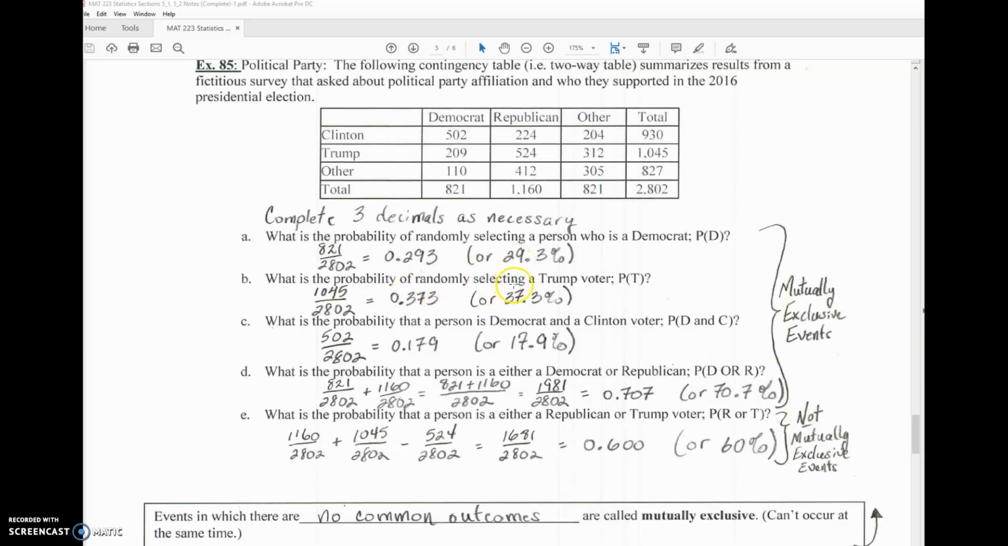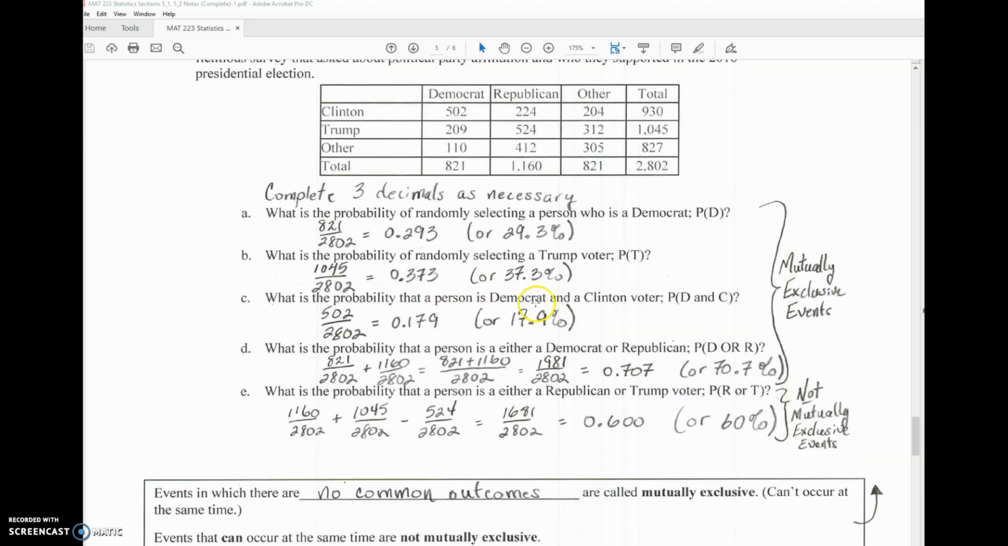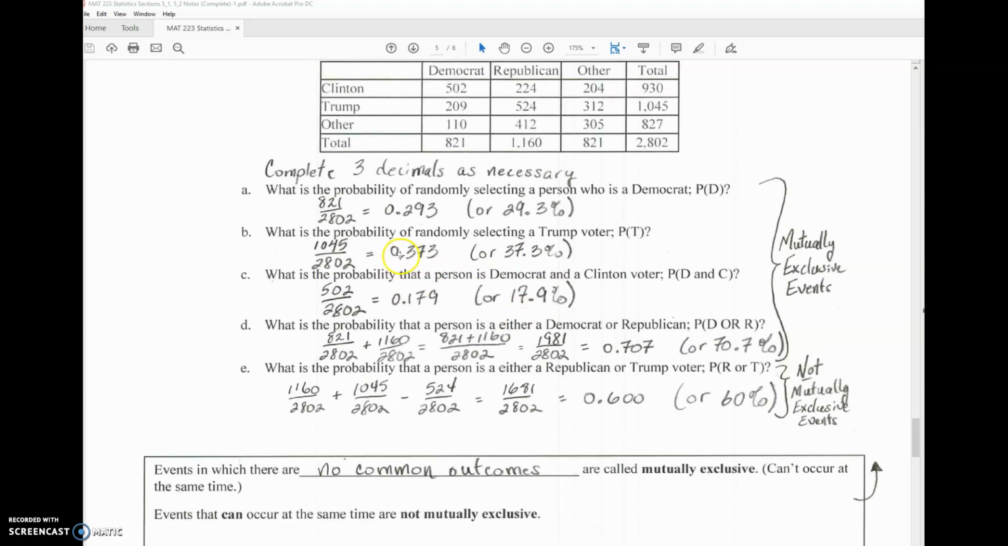What's the probability of randomly selecting a Trump voter? These are all the people that supported Trump. If you go across this row, there were 1,045 people out of my 2,802 that supported Trump. So that's 1,045 out of 2,802, which is 0.373, or 37.3%.